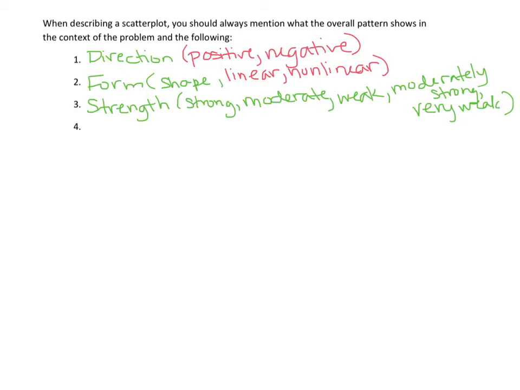So the last thing that you're going to discuss is if there are any outliers. And the main thing with scatterplots is that outliers are anything that does not follow the pattern of your graph. So it's not necessarily a really high level or a really low level. It's just going to be a dot that is far away from all the other dots in your graph.